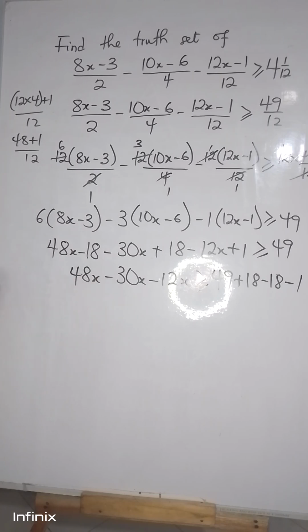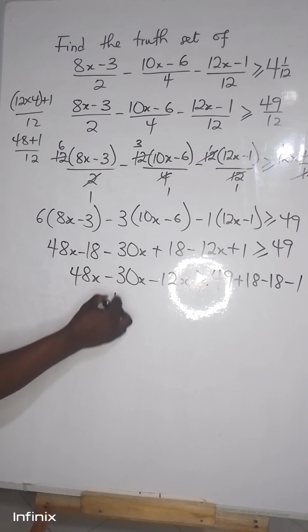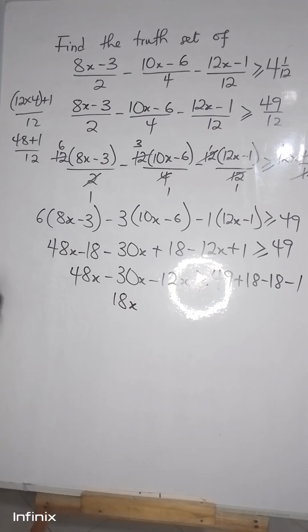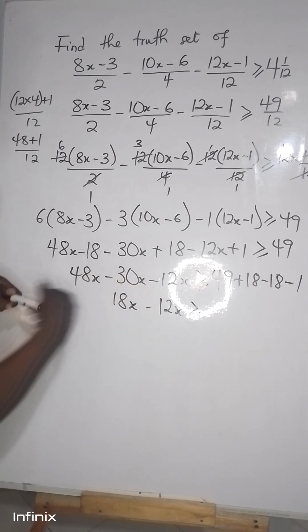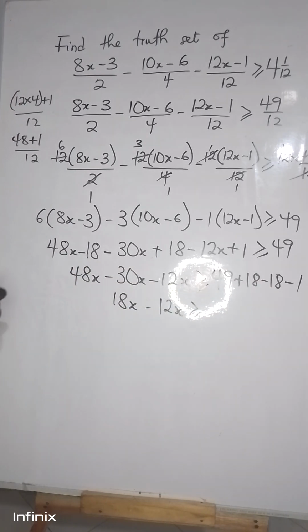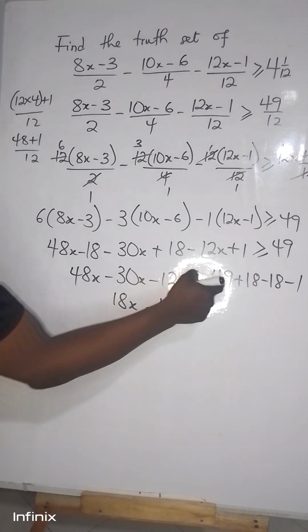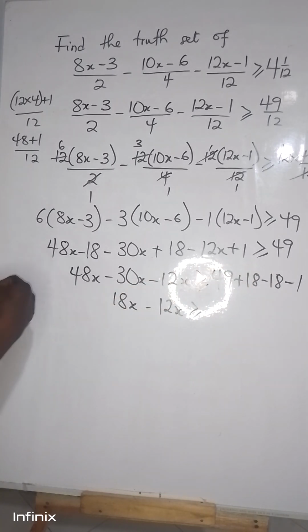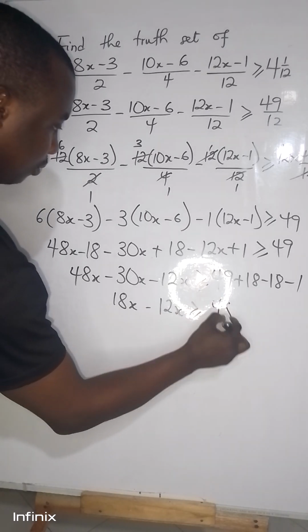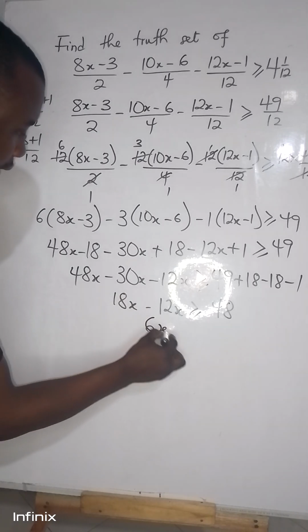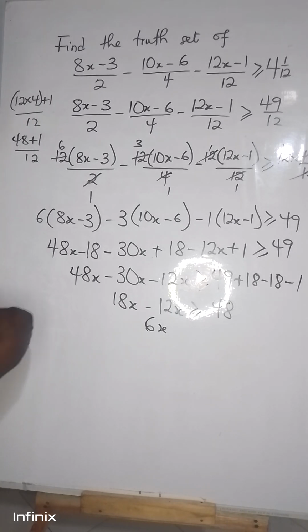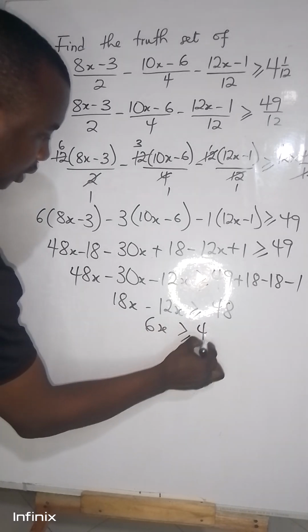Alright. So this will give you 18x minus 12x greater than or equal to, this will cancel out, that is 18 minus 18, that is 0. Then we have 49 minus 1, that is 48. So now 18x minus 12x, that will give you 6x. So 6x greater than or equal to 48.